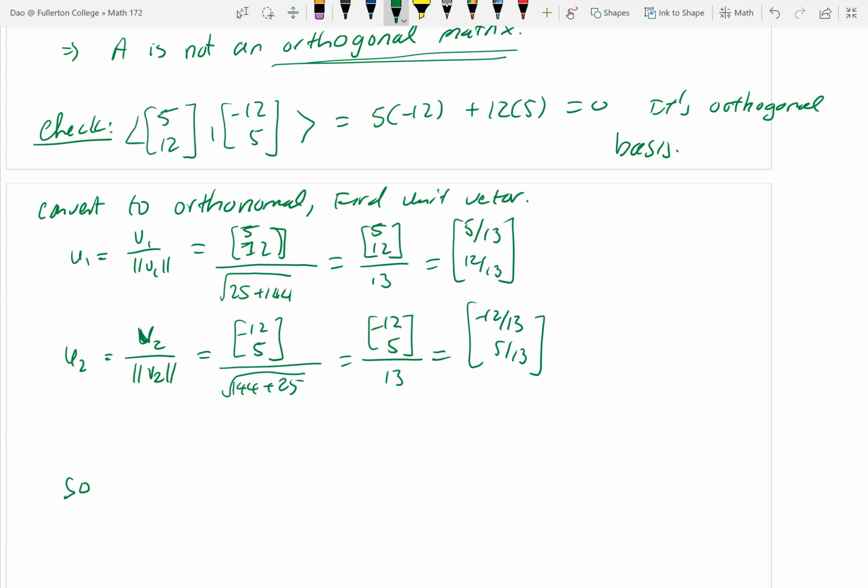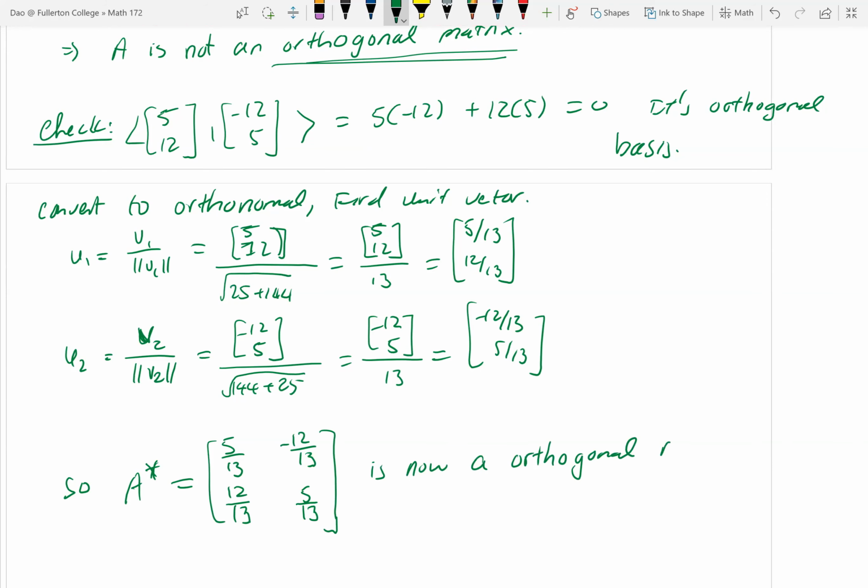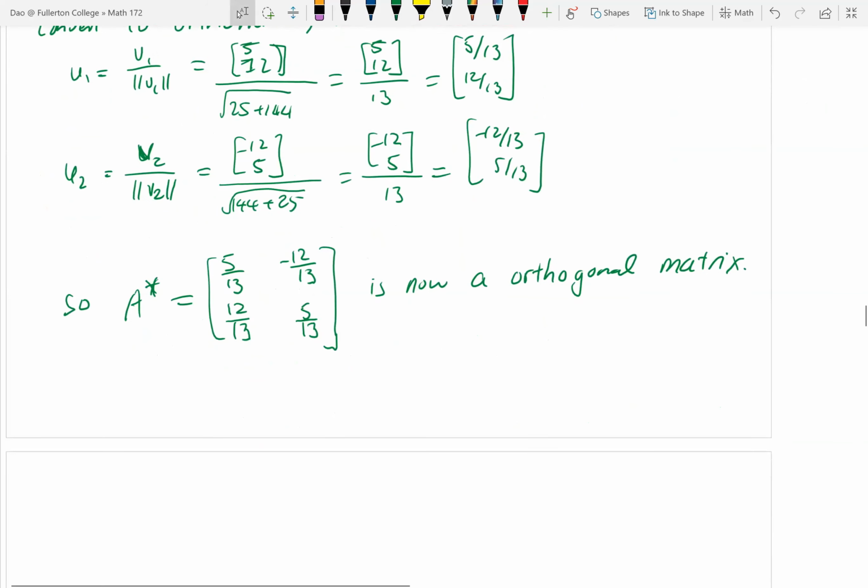So call that A star, equal to 5/13, 12/13, -12/13, and 5/13. That is now an orthogonal matrix. When you check A star transpose times A star, you will get the identity matrix.